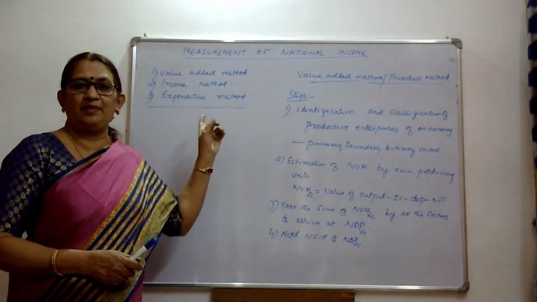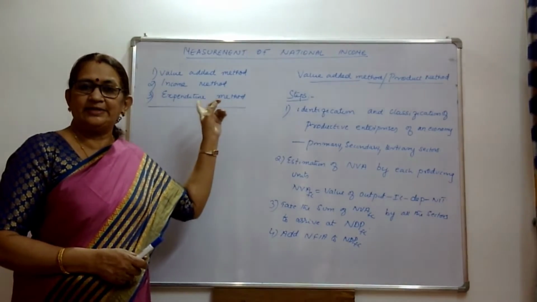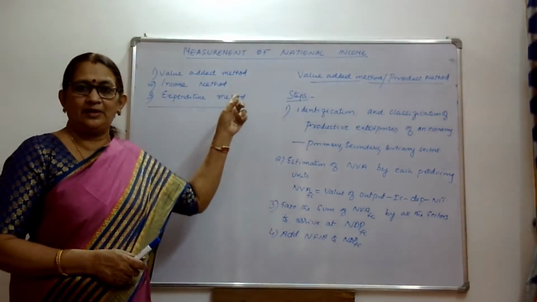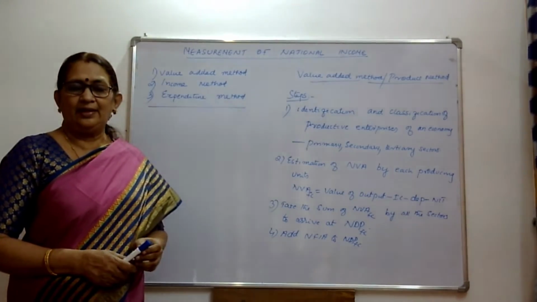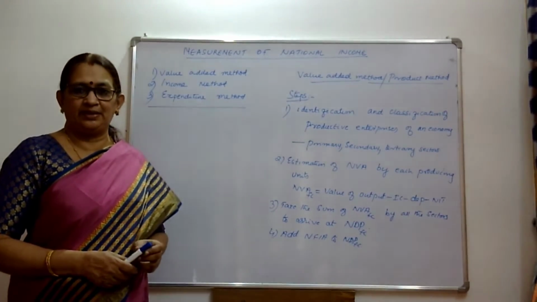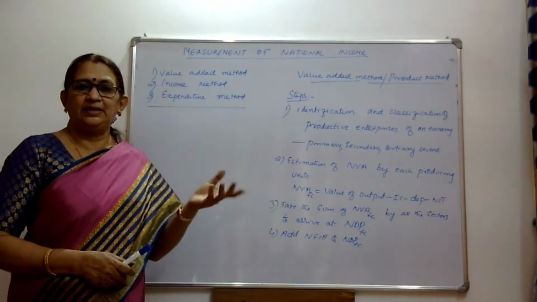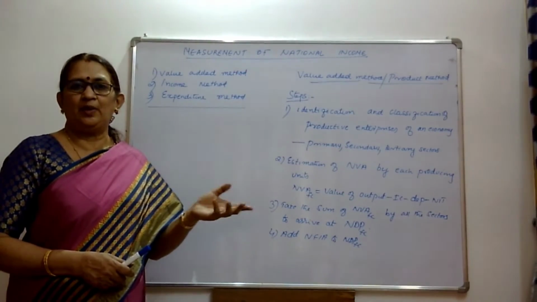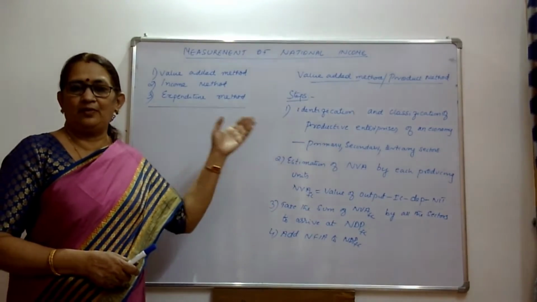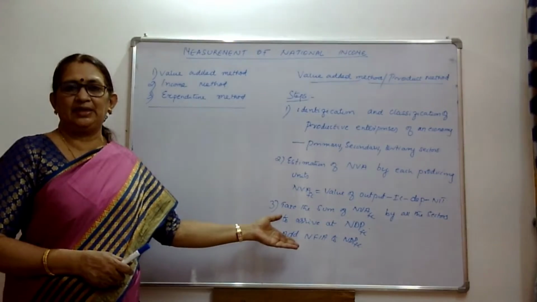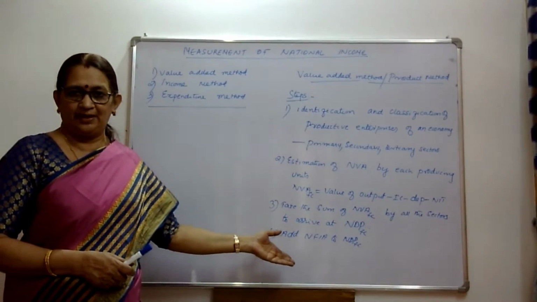National income can be measured through three methods: the value added method, which is otherwise known as the product method or net output method, then the income method and the expenditure method. And yesterday we have already done certain numericals related to the value added method. But once more I am reminding what steps are to be taken while measuring national income by the value added method.